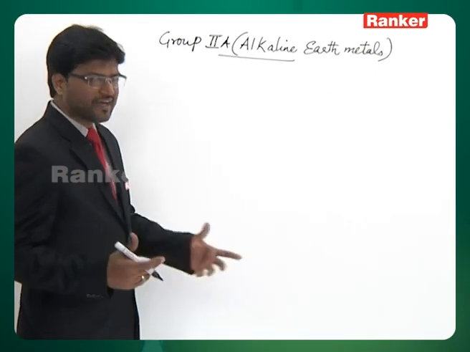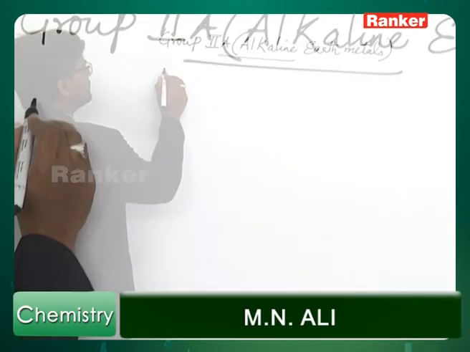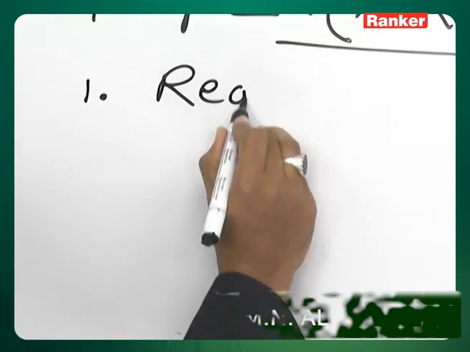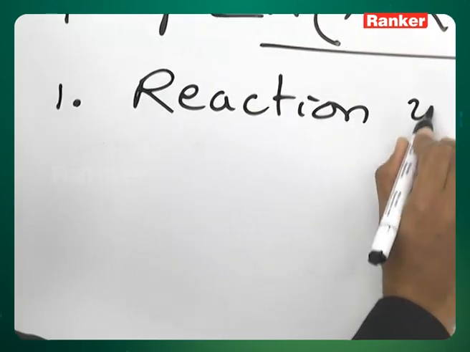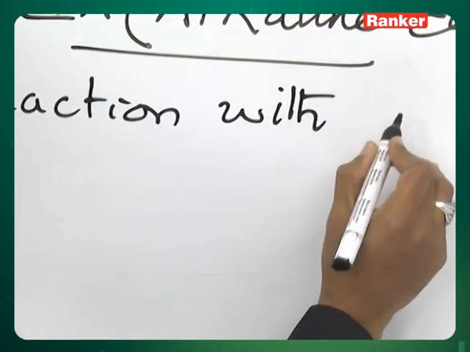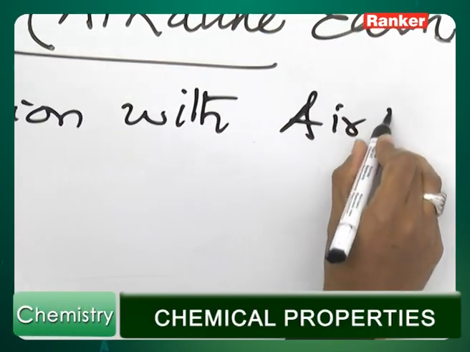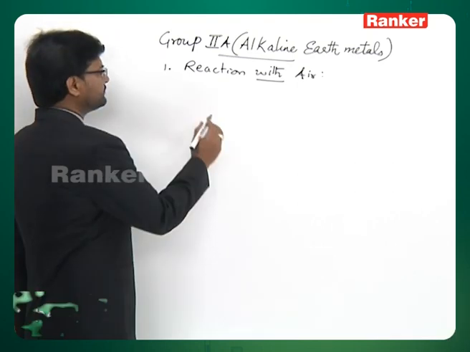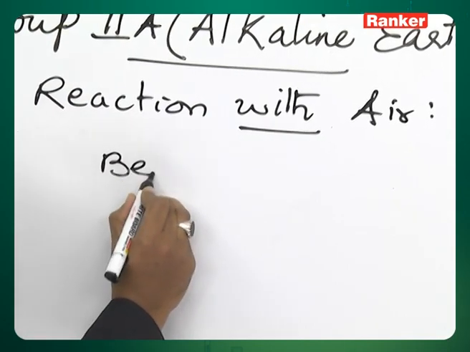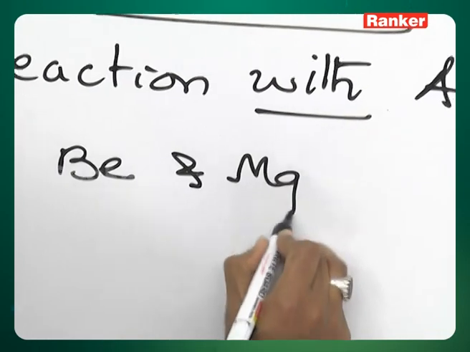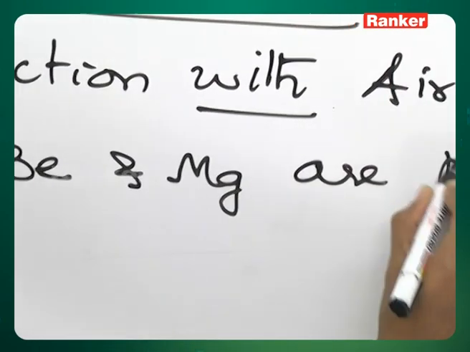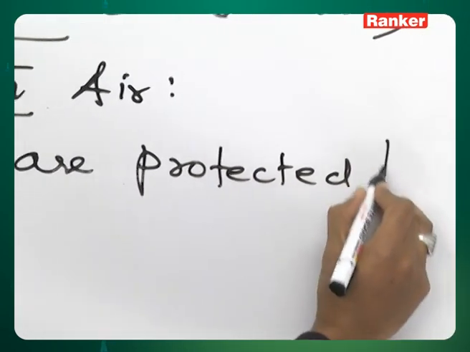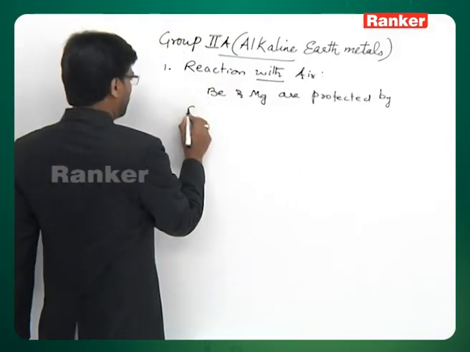Now let's learn about reactions of alkaline earth metals. Number one is reaction with air. Let's see how they react with air. Beryllium and magnesium are protected by oxide film.